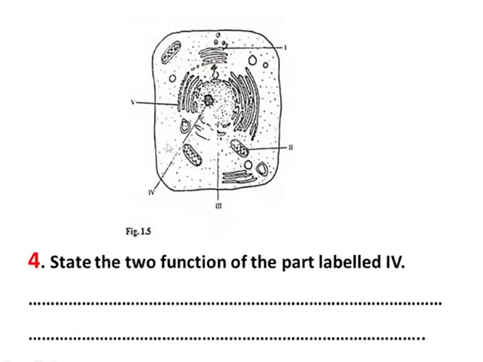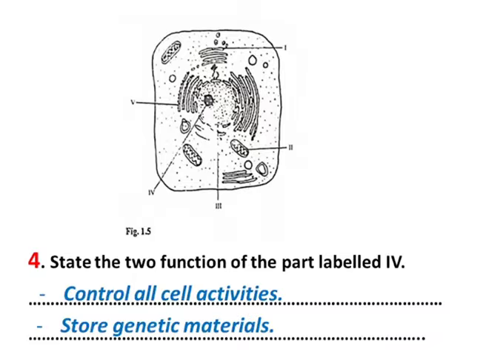We now move on to our question 4. Our question 4 reads, state 2 functions of the part labeled 4. So the part labeled 4 right here, we said this is the nucleus. So what are the 2 functions of the nucleus? Number 1, it controls all cell activities. Okay. Number 2, it stores genetic materials. So these are the 2 functions of the part labeled 4, which is the nucleus.